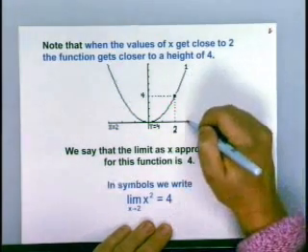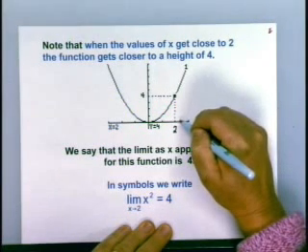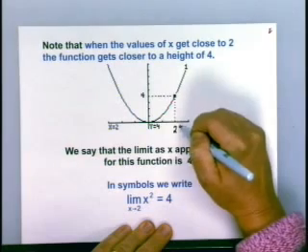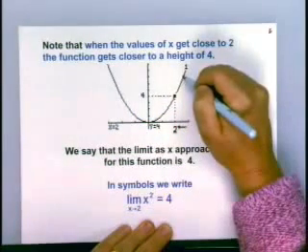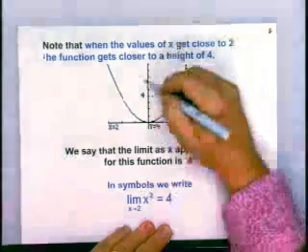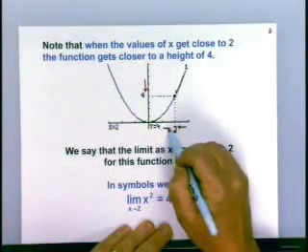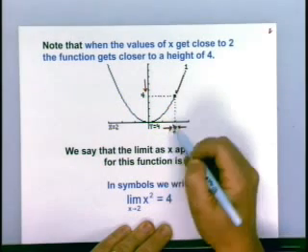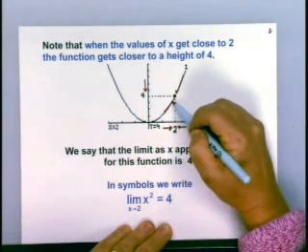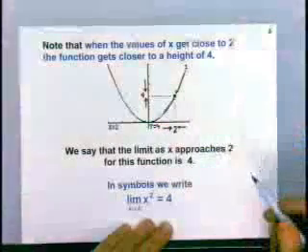For example, if I let the x values get close to 2 from the right side, then the graph or the function is moving in this direction, getting closer to a height of 4. If I let the x values get close to 2 from the left side, notice that the graph is moving in this direction, getting closer again to a height of 4.